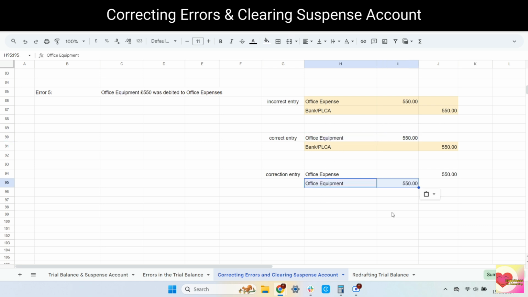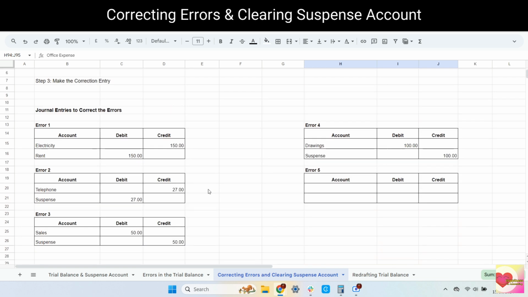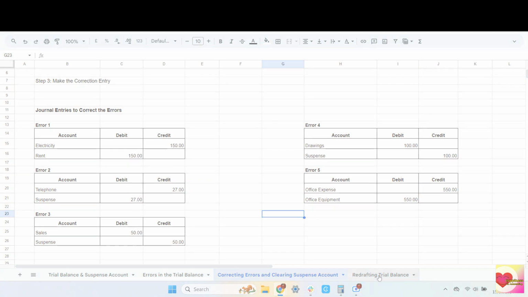Now we're done with all the corrections, so let's check if the double entry is equal, and it is, so let's copy this to our journal. So we're done with all the errors and we have completed all the journal entries to correct the errors. Next, let's move on to redrafting the trial balance.